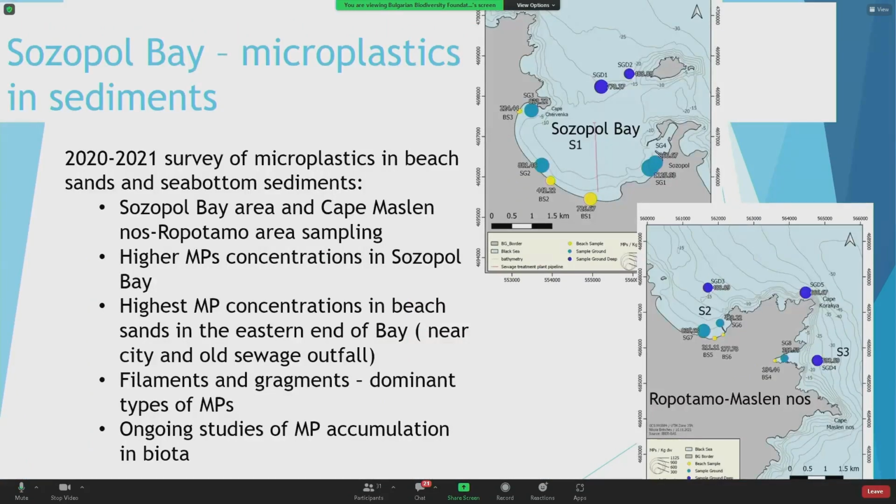I don't have time for this, but the old sewage outflow really created long-lasting pollution with microplastics in the sediments of the area, which is still there, unfortunately, and will not go away.